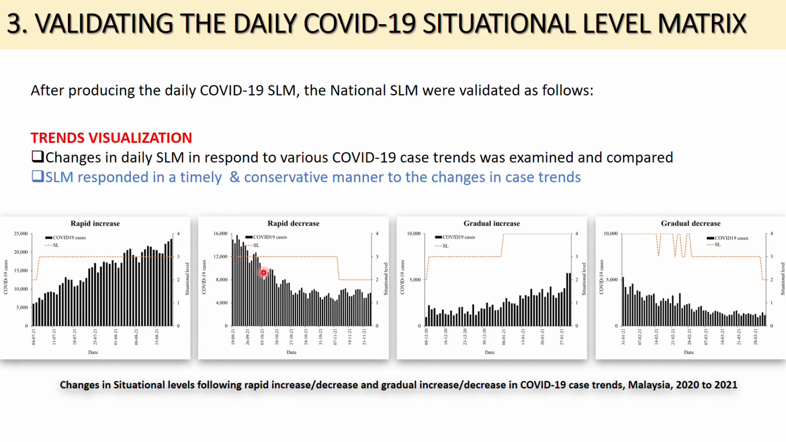Subsequently, in addition, when there is a rapid decrease in cases, the COVID-19 situational level tends to be a bit more conservative before actually dropping down to a lower level. And we also see very conservative types of trends occurring when there's a gradual increase and a gradual decrease. This indicates that the situational level metrics responded in a timely manner as well as a conservative manner to the changes in the COVID-19 case trend.